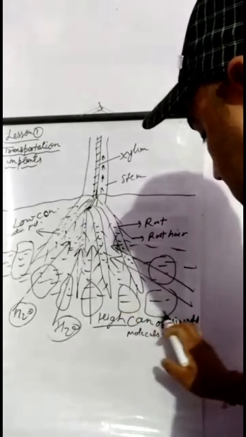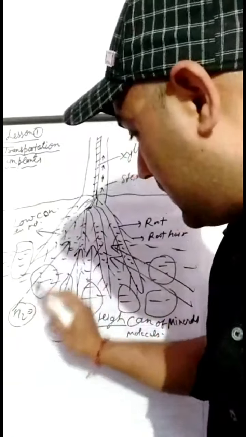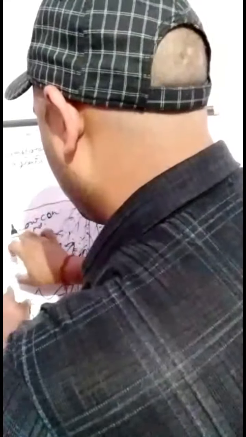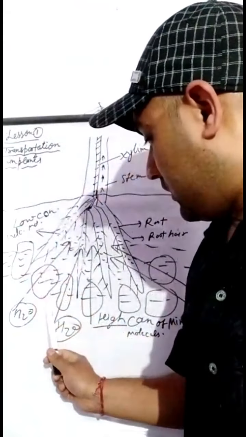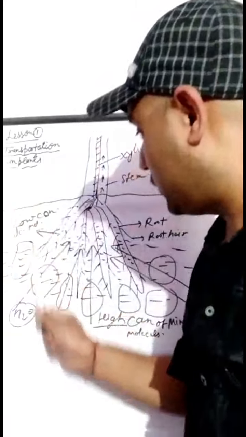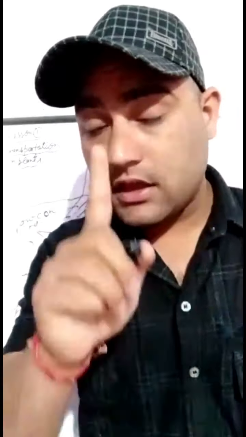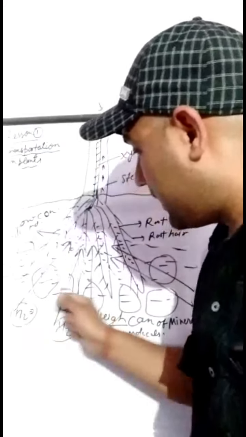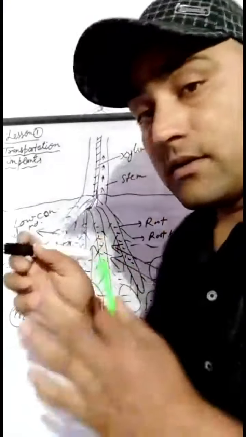If there is a high concentration of mineral molecules present in the soil compared to a low concentration of minerals in the root hair, then in this case minerals will go from soil to root by the process of diffusion. I hope you are understanding. Diffusion is a process in which minerals go from soil to root hair. If the concentration of mineral is high in the soil, then these minerals will go to the root hair through diffusion.